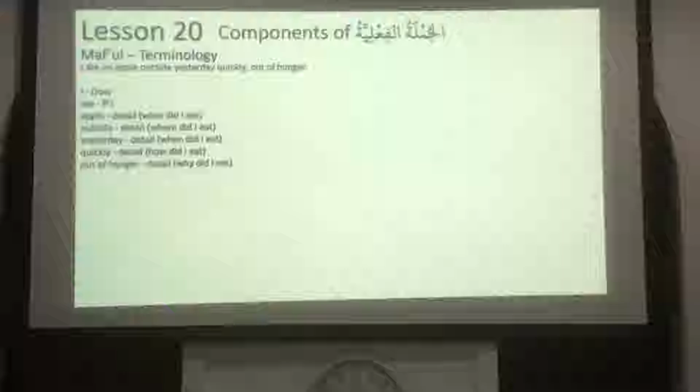So what does maf'ul mean? Look at the sentence. Like when we started our journey, if we have a sentence like this: I ate an apple outside yesterday quickly out of hunger. See this English sentence. So who is the doer here? I is the doer, right? Even our children can now say what is rafa and what is detail here. Ate is the fail, the past tense, right? Apple is the detail, and the question is what did I eat? Outside is also a detail, another nasab. Where did I eat? Yesterday, when did I eat? That is also a detail.